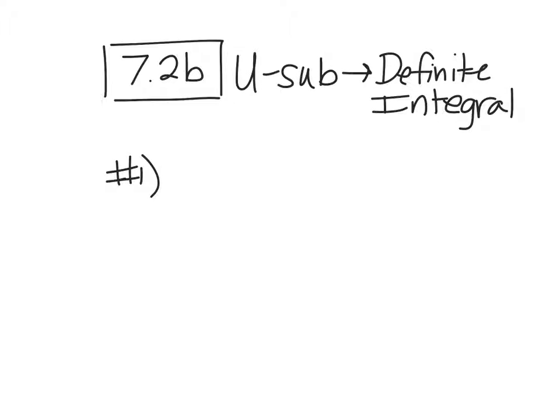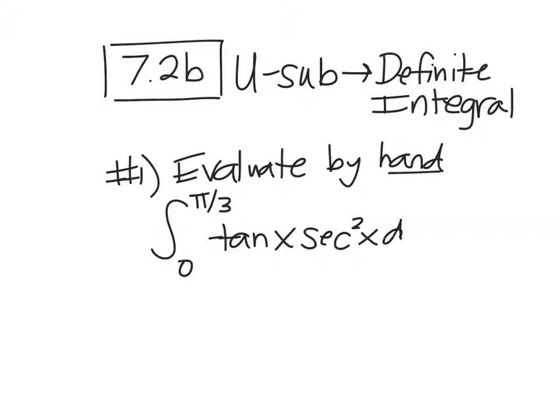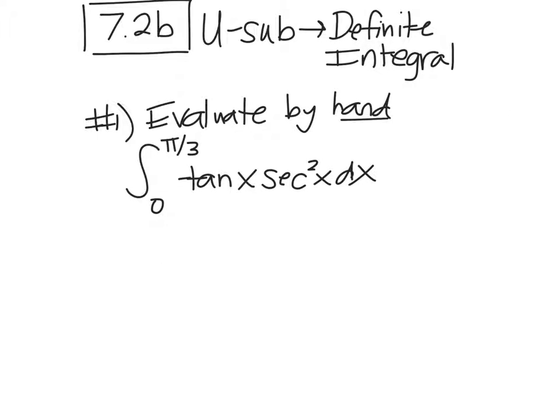Number 1. We're going to evaluate by hand. It's important that you know that. I won't give you any credit if you just give me the answer, because I know our calculators can do a lot of this stuff. We're going to evaluate by hand the integral from 0 to pi over 3 of tan x times secant squared x dx. And then hopefully they'll tell you what u is. Say let u equal tan x.